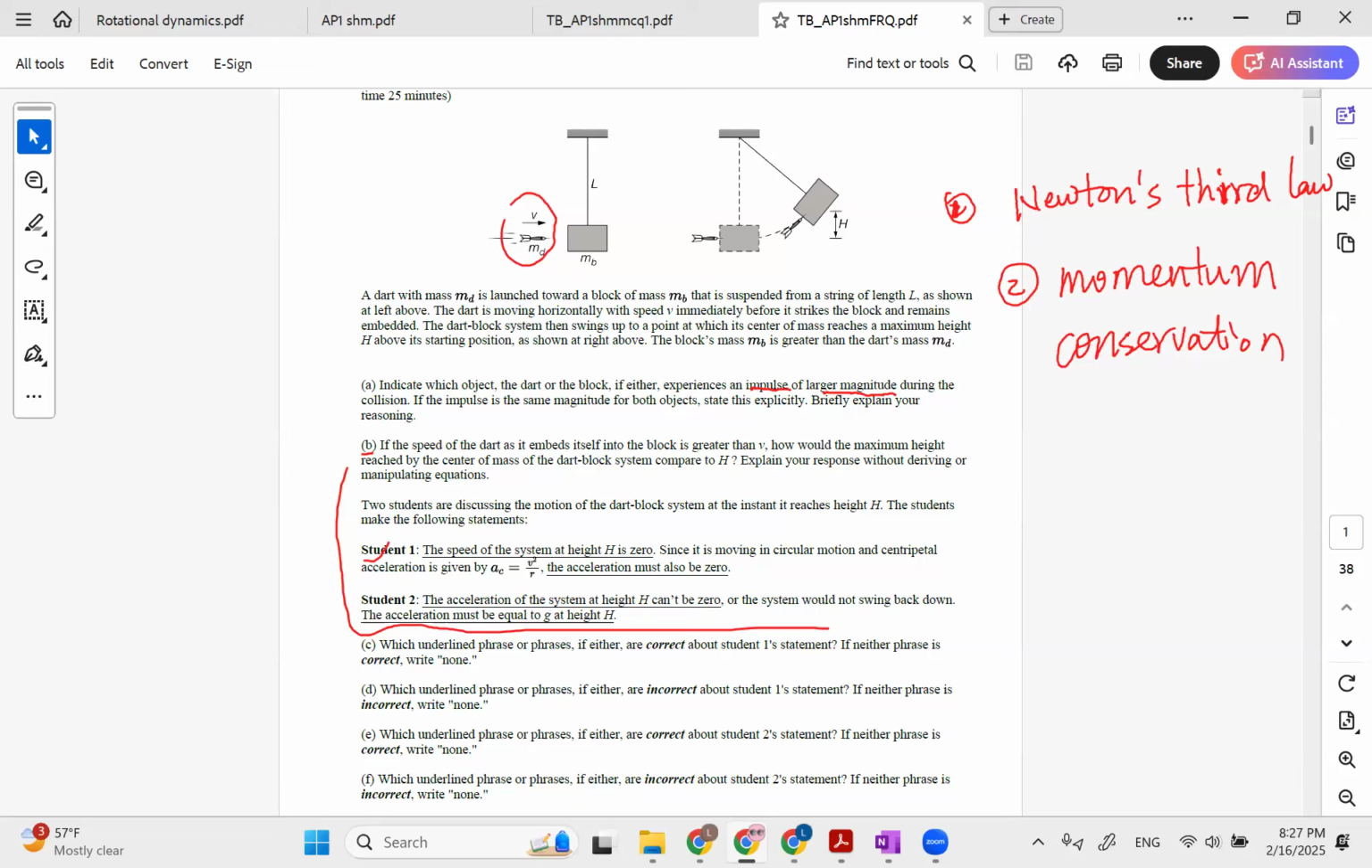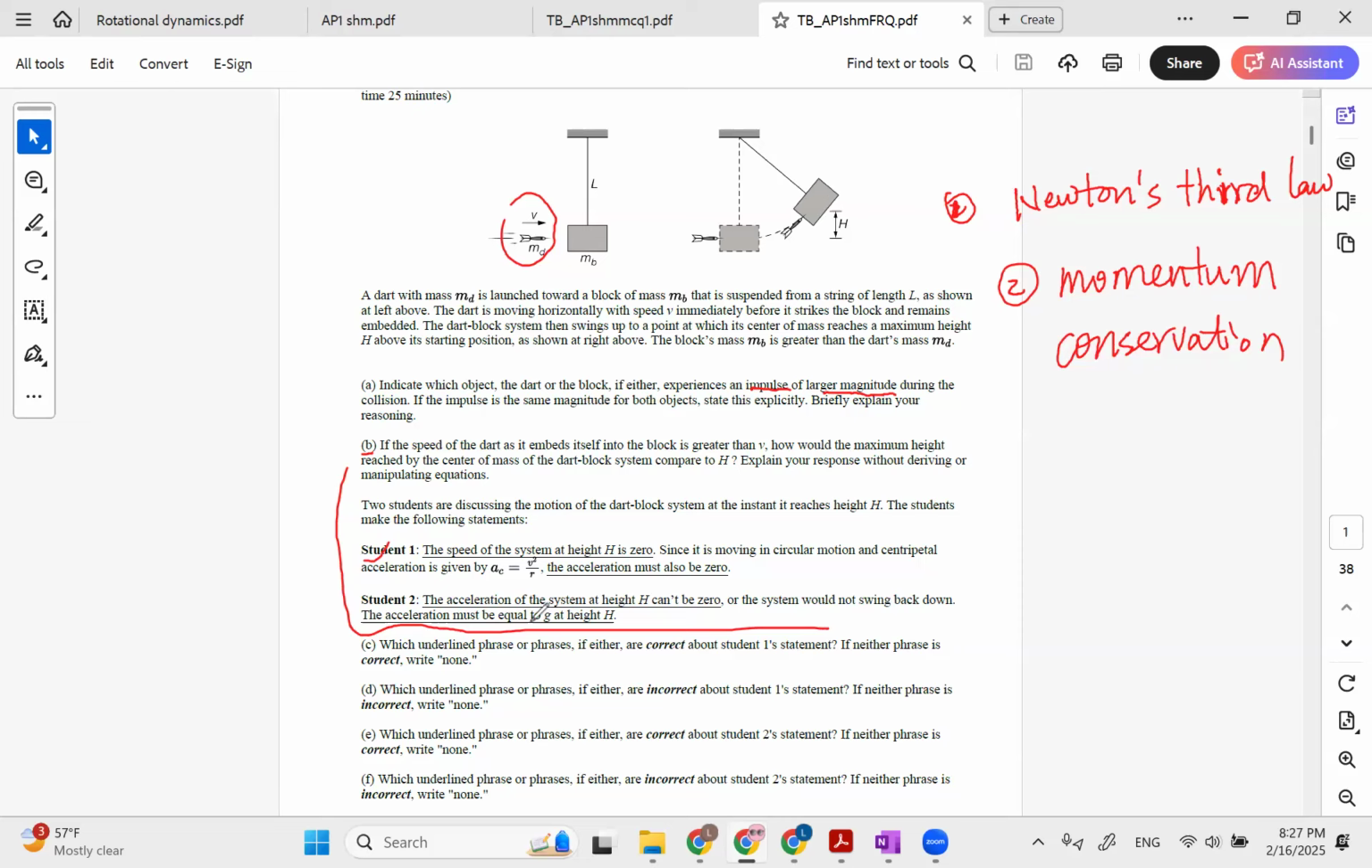Now, how about student 2, Richard? The acceleration must be equal to g at height h. I think they're correct. Well, no. Acceleration of the system at height h cannot be 0. That's correct, right? It's not equal to 0. Okay.